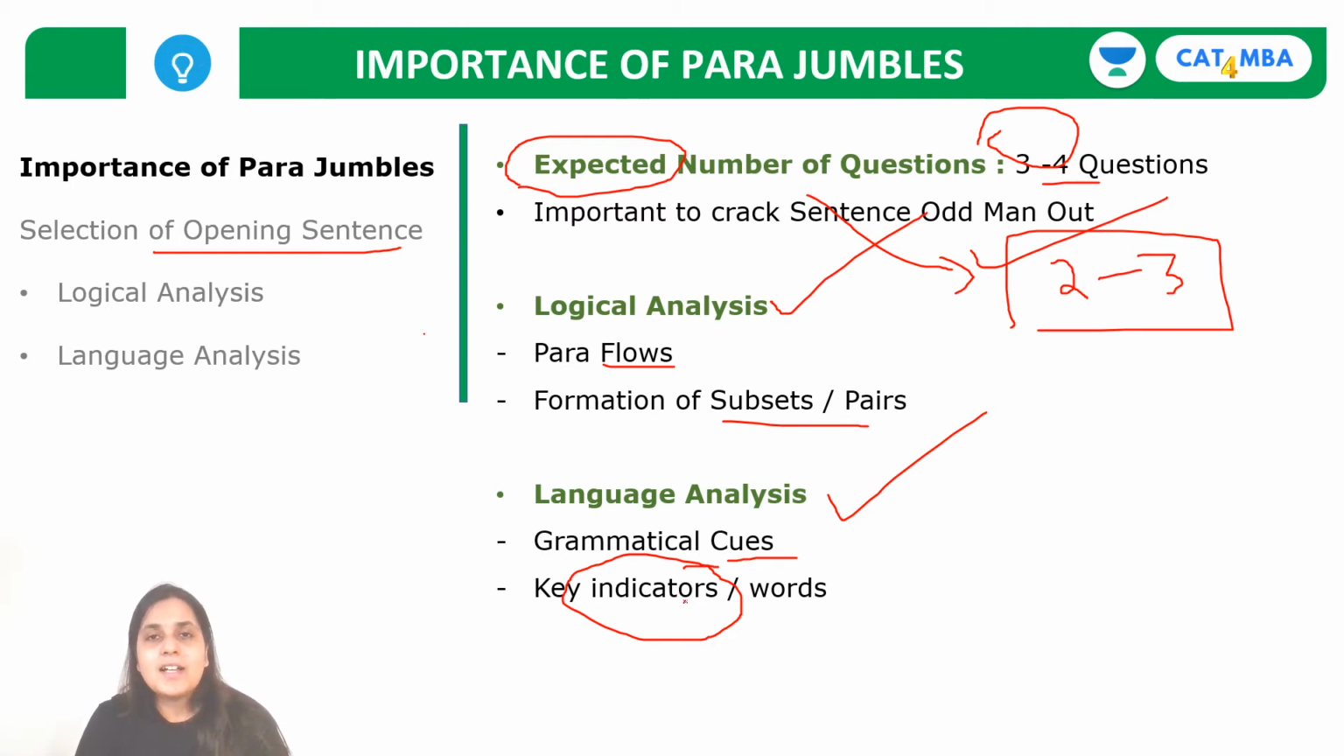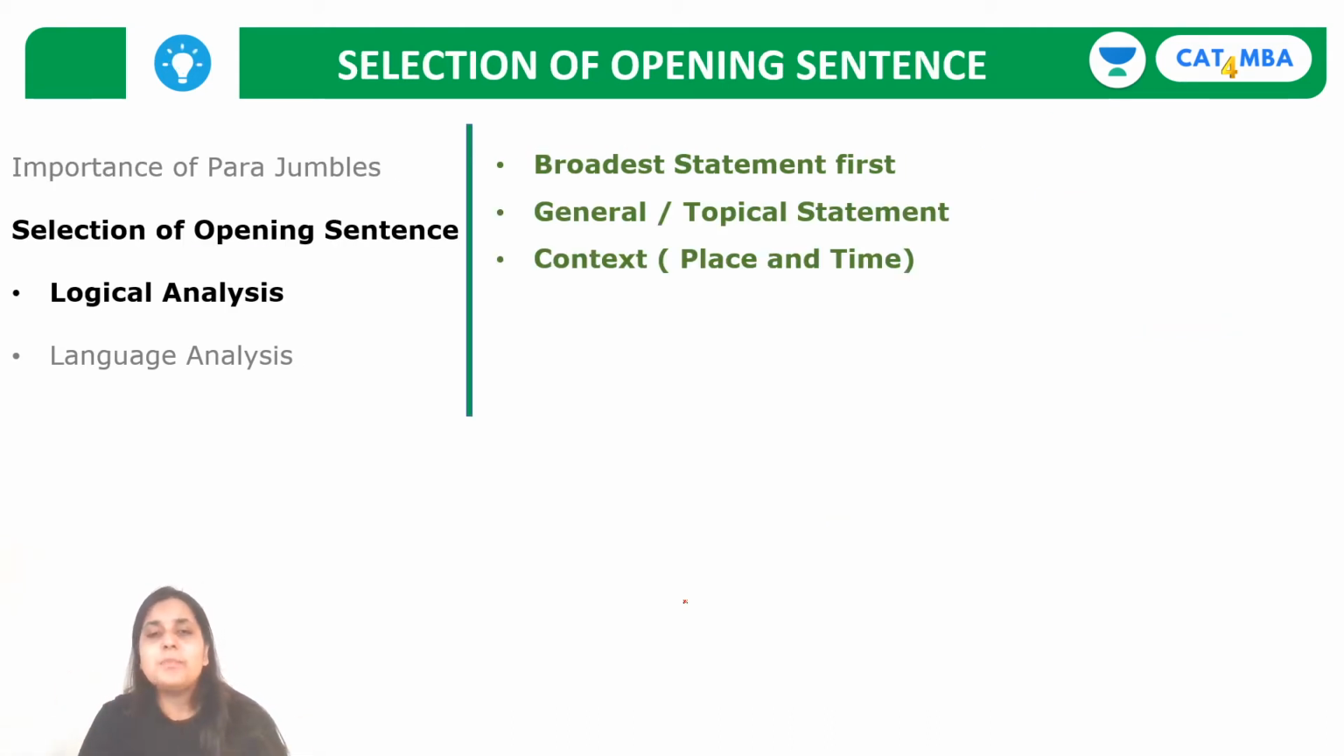Okay, so today guys, let me give you a little briefing on how do we select the opening sentence, because I'm sure a lot of you have been facing problems with this. First thing, you have to remember that 80 to 90% of the time, your questions in the CAT exam are of the general essay type. Now, what happens in the general essay type is you start with the broadest statement first. Now, ab main bolu broadest statement first, iska matlab ye nahi hai ki the lengthiest statement. No, that is a misconception.